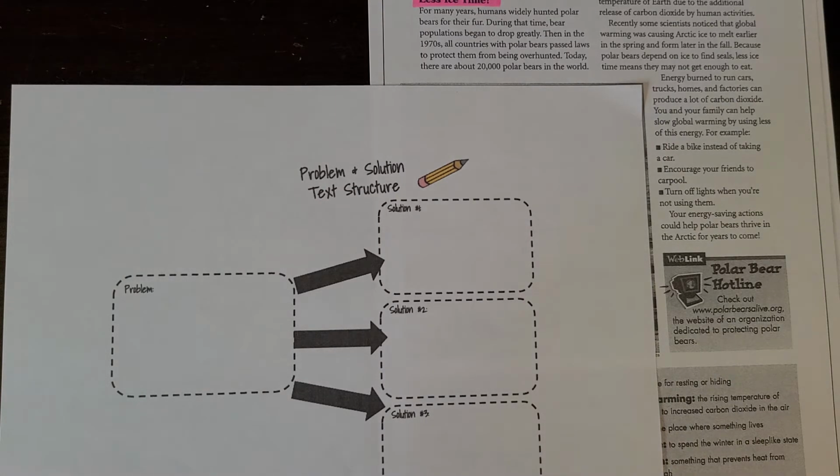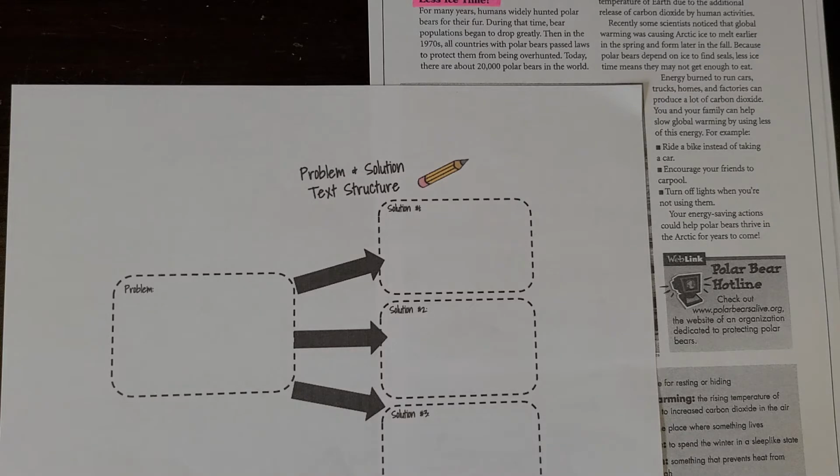For many years, humans widely hunted polar bears for their fur. During that time, bear populations began to drop greatly. Then in the 1970s, all countries with polar bears passed laws to protect them from being overhunted. Today, there are about 20,000 polar bears in the world. Now scientists worry that polar bears may be facing a new problem that is caused by global warming.